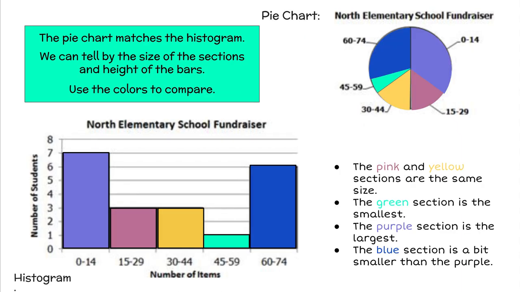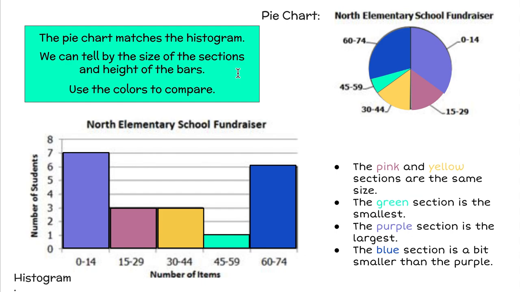So to answer our last question, yes, the pie chart does match the histogram. We can tell by comparing the size of the sections and the height of the bars. So we look at the sections in the pie chart and see if those sizes match the height of the bars in the histogram. We can use these colors that I have here to help us compare.